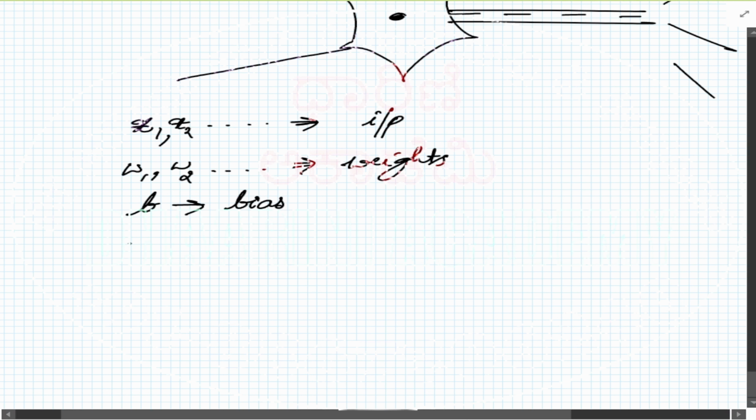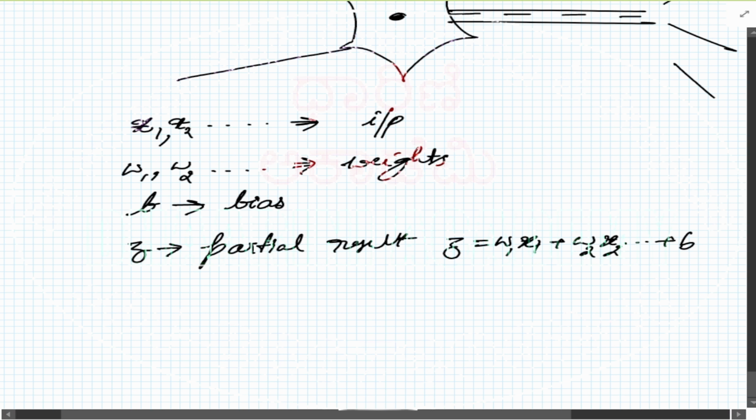I think we have a z, right? The z is a partial result, calculated as z is equal to w1 into x1 plus w2 into x2, and so on, plus the bias. Now you see that bias comes into the picture.